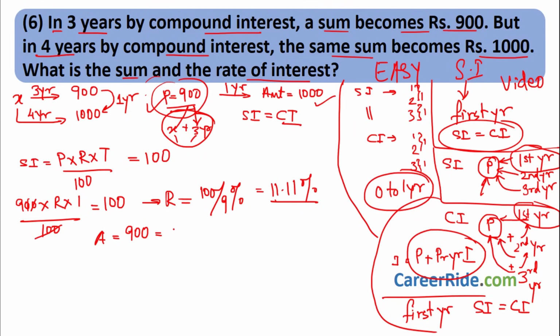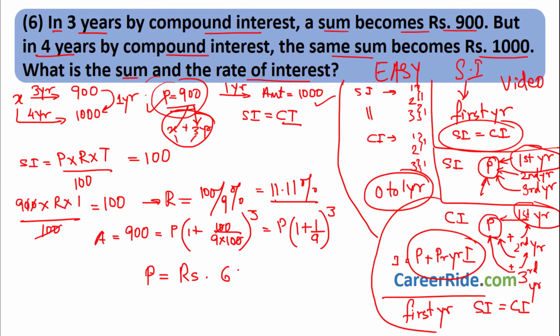What is the formula for compound interest? P, principal amount, which we do not know, into 1 plus R. What is the rate of interest? 100 upon 9 divided by 100. So here 100 will cancel, and time period is 3 years, right? What do we get over here? We will have 900 equal to P into 1 plus 1 by 9 whole cube. Now on solving we will get P as rupees 656.10.